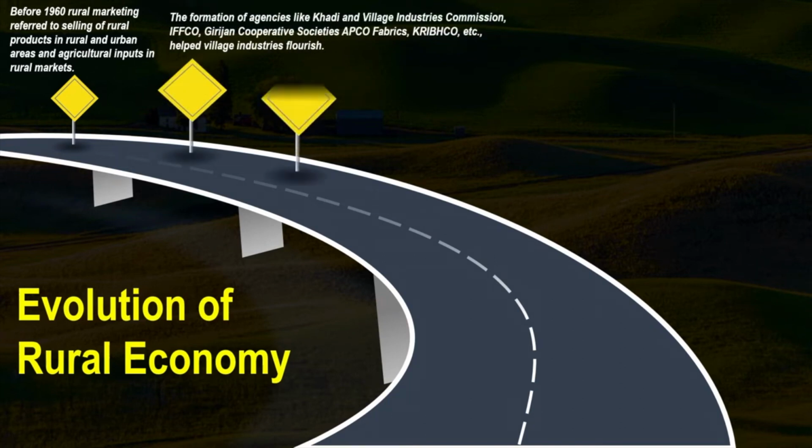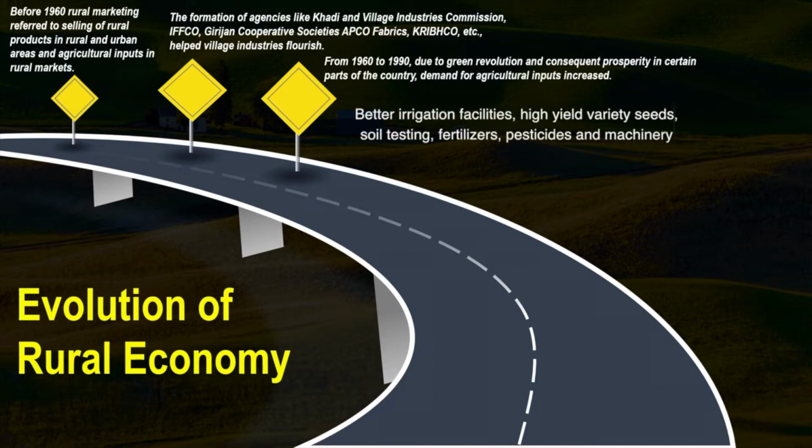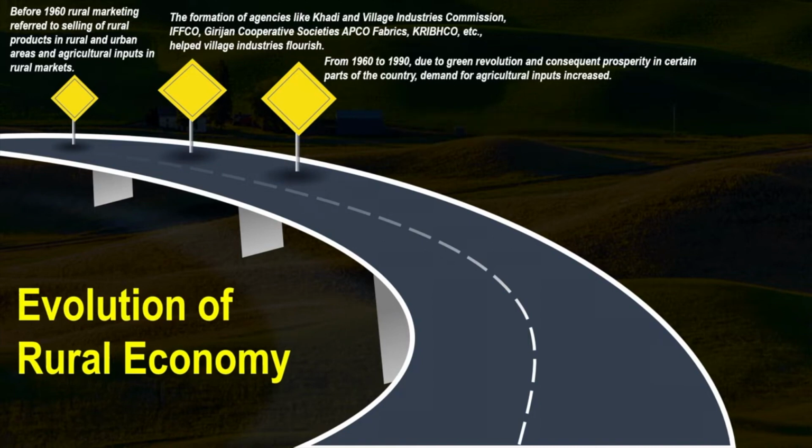From 60 to 90, due to the green revolution in certain parts of the country and the consequent prosperity, demand for agricultural inputs like better irrigation facilities, high yield variety seeds, soil testing, fertilizers, pesticides and machinery like power tillers, harvesters, threshers, etc. increased. So, this increase in demand had to be met.